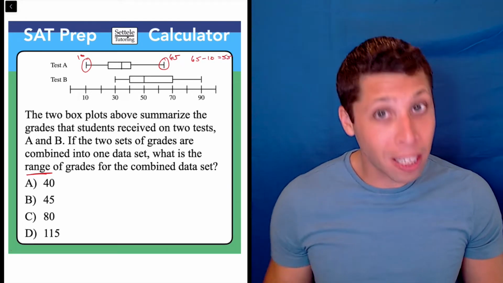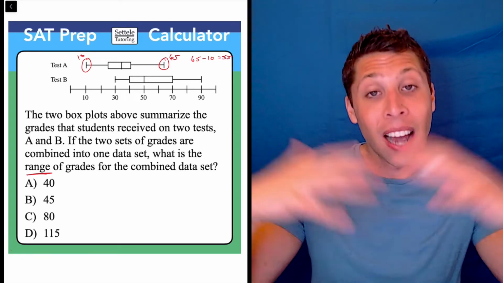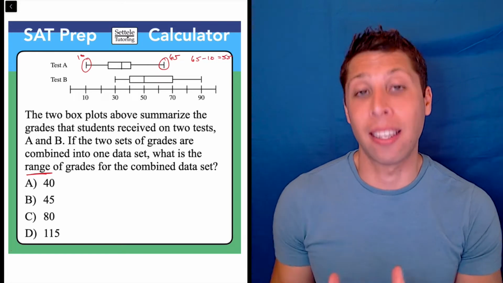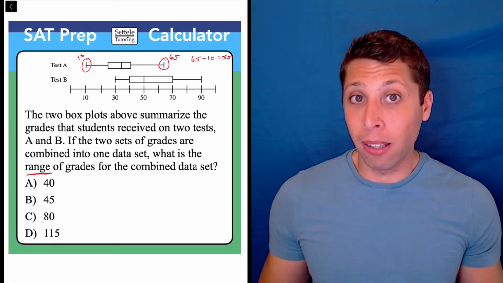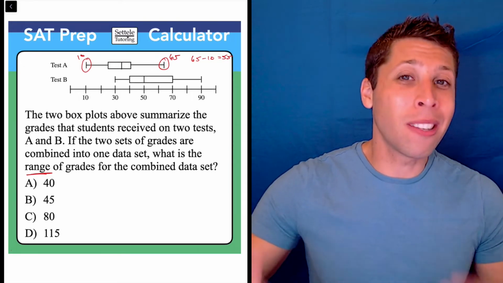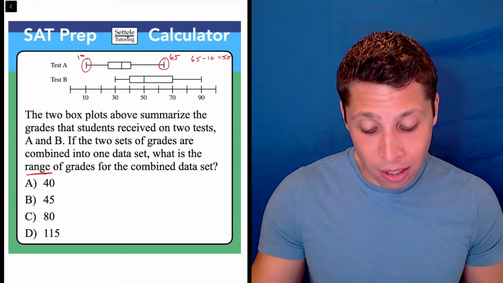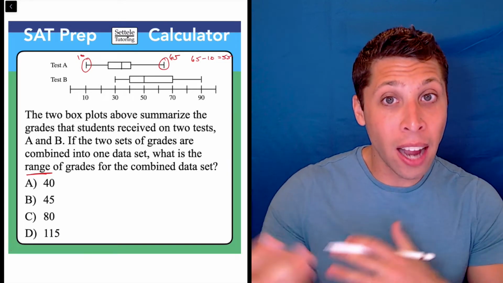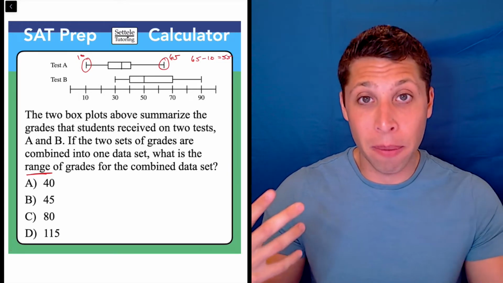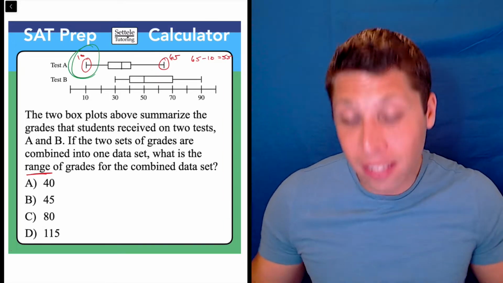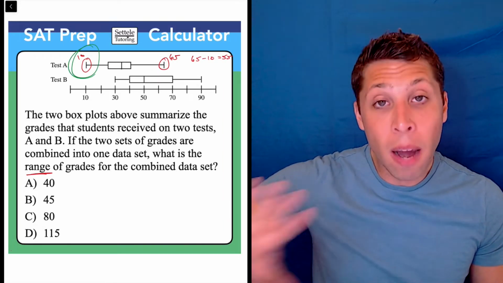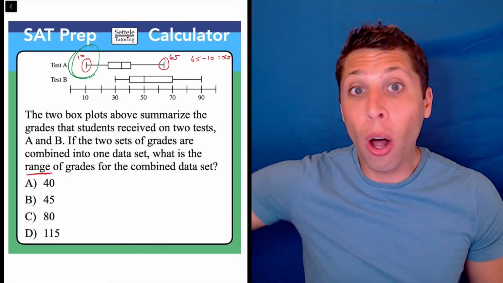But they're not asking about the top one, they are asking about the entire set if we combined tests A and B. So that's going to affect a lot of things in the middle. But the endpoints are still really easy for us to see. So if we want the entire range for the minimums and maximums, what's the minimum of everything? Well, the minimum of everything is still the 10, right? There's no number in set B that is lower than that.